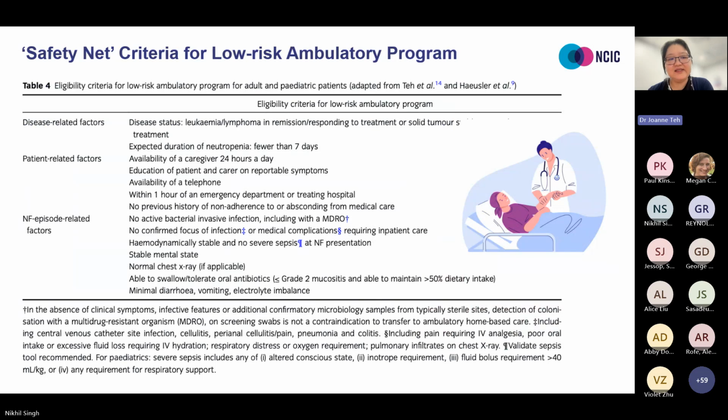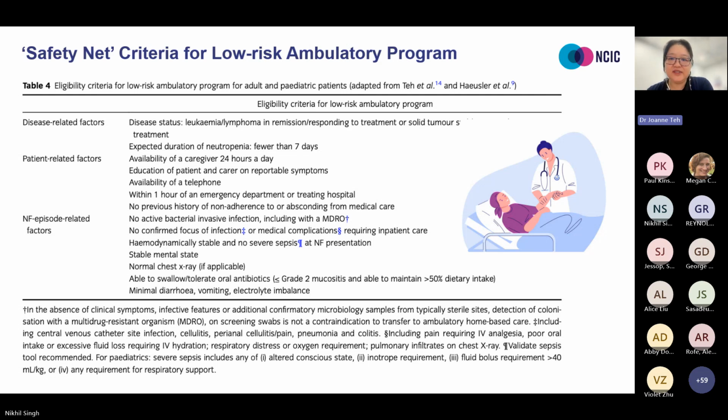There are also key safety net or eligibility criteria that we expanded on in this chapter this time. They're now grouped by disease, patient, and neutropenic fever episode-related factors. In the interest of time, I won't go through every single criteria, but simply to say that the scenario that I painted with Ms. DS, she fulfills a lot of the criteria that would make her a good candidate for ambulatory care.